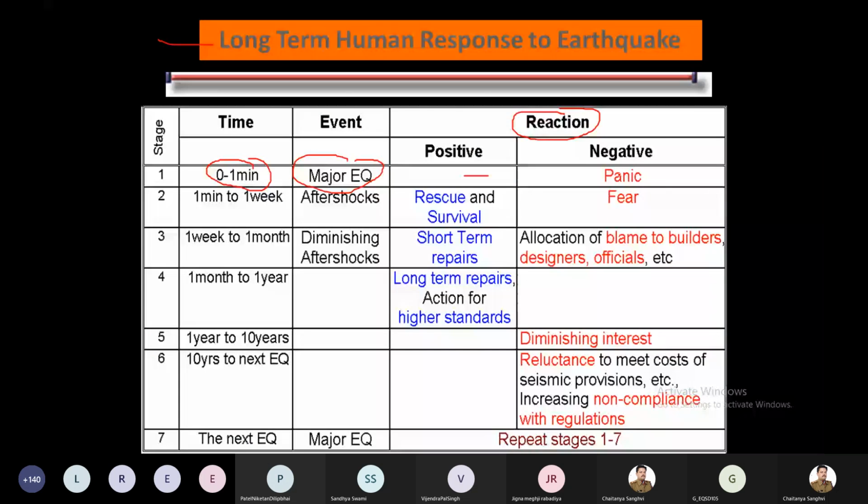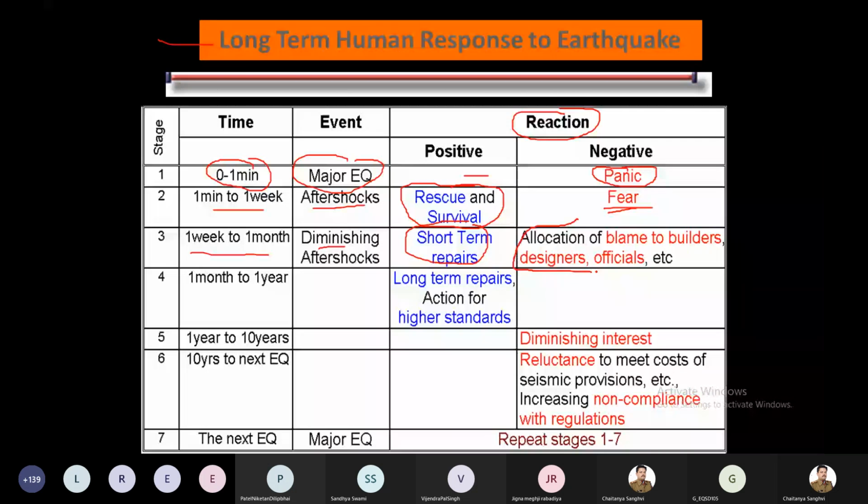It's 1 minute to 1 week, aftershocks continue. So the negative reaction means you have a fear that, okay, what happened to my building? The aftershocks continue. But at the same time, rescue and survival start. It is a positive reaction. 1 week to 1 month, when aftershocks reduce, then short-term repair starts. It's a good sign. But at the same time, now the people will start blaming the builders and the designers and officials, right? It's a negative sign.